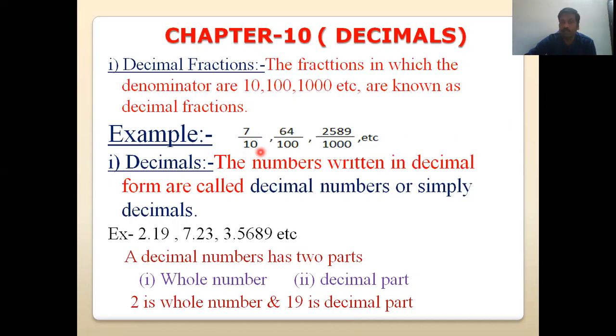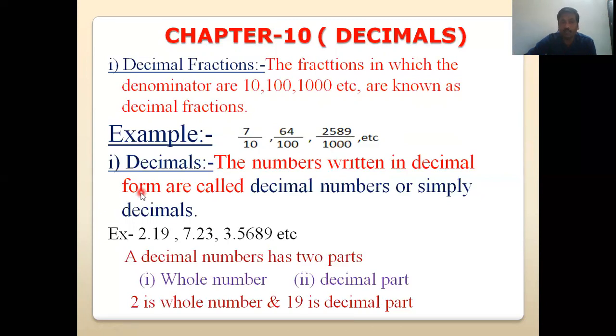Okay boys, here you understand that the fractions in which the denominators are 10, 100, 1000, etc. are known as decimal fractions. Now for example: 7 by 10, 64 by 100 and 2589 by 1000.